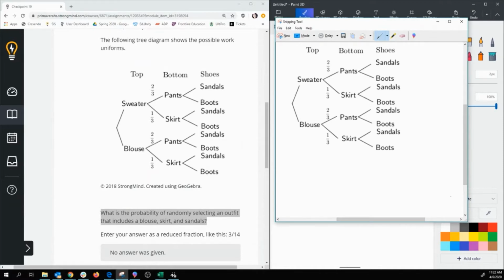Perfect. Okay. So on probability problems where they're asking you to find probability, whenever you see the word and, that tells you that you are multiplying. Okay, so since this problem says a blouse, skirt, and sandals, what we need to do is multiply all of our probabilities together. So if I look at the section that is talking about tops, right, she can either choose a sweater or a blouse.